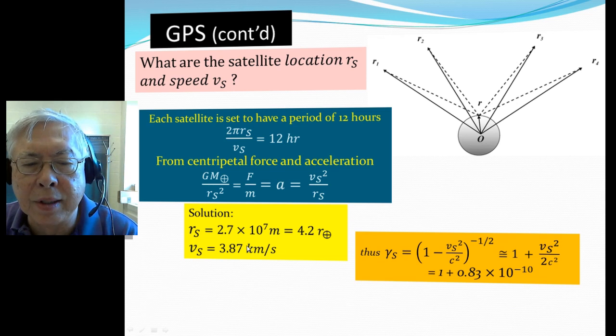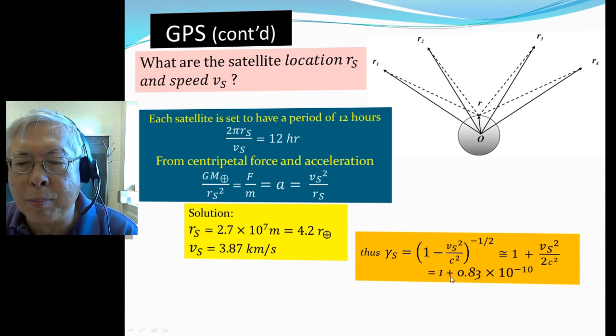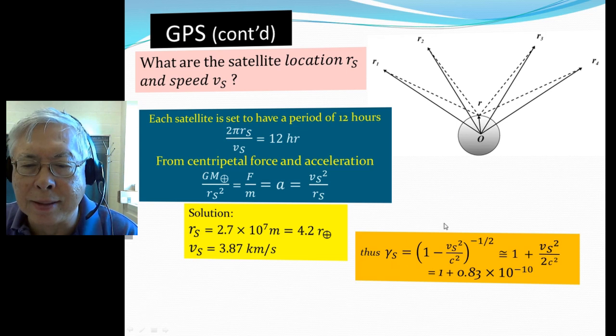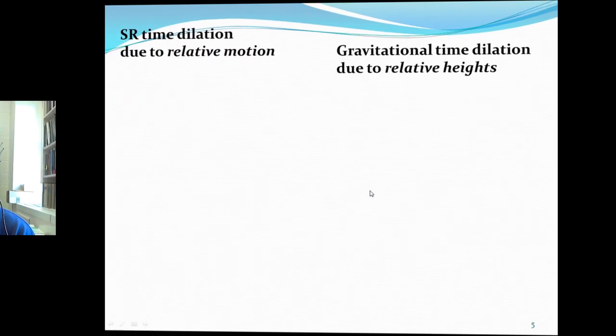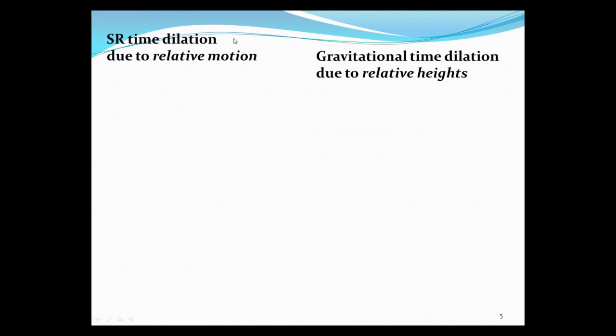And knowing this speed, we can find the gamma factor deviates from 1 by about 1 part per 10 billion. So now let's see. We say that you need time dilation due to relative motion and time dilation due to relative height, or gravitational potential difference.